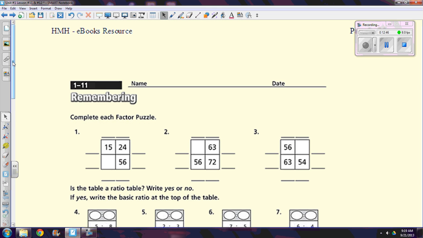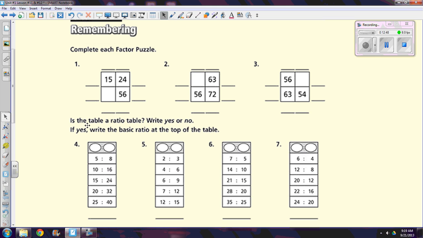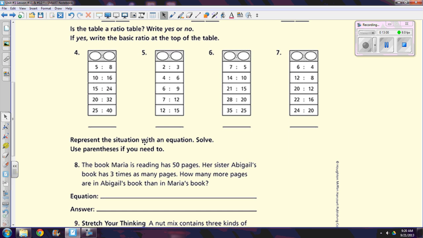The remembering page, more factor puzzles, and then is the table a ratio table? Write yes or no. If yes, write the basic ratio at the top of the table. So more of what we've done already. And then down below, represent the situation with an equation, solve. Use parentheses if needed. So you're solving the problem and then writing that equation. If you need parentheses, use them.